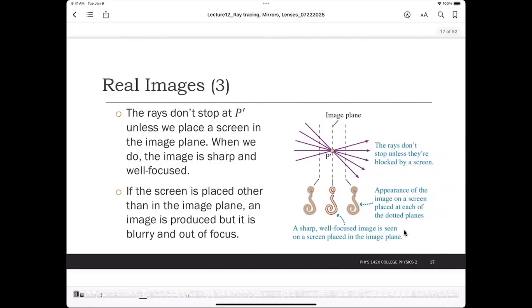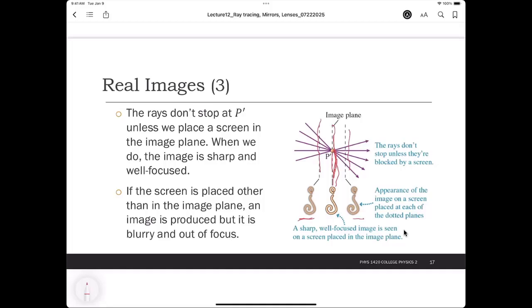If the screen is placed other than at the image plane, an image is produced but it is blurred and out of focus. You can see that if we put the image plane here, the image is focused and sharp. But if we place the screen before P or after P, the image is produced, but it is blurry and out of focus, because the rays don't stop. Does that make sense to you?